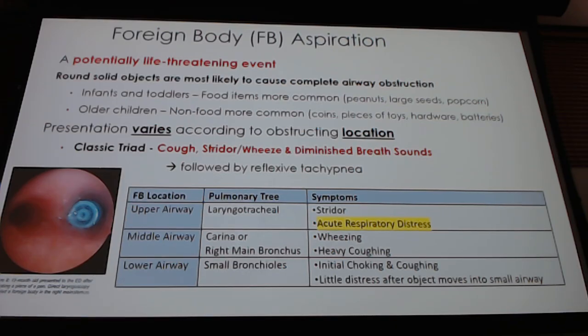Now, if it's in the upper airway, and it hasn't completely obstructed the airway, it may cause stridor. So we can hear the air moving around that object in the upper airway.